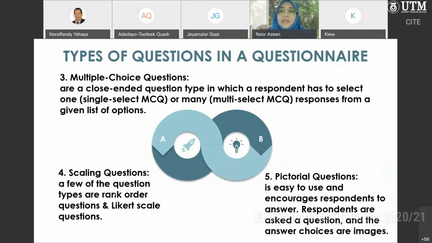Pictorial questions, right? This question type is easy to use and encourages respondents to answer. It is similar to the MCQ, like number three, but the answer choices are in images or icons. This helps respondents choose and answer quickly without overthinking. Number one, two, three, four, five. So you use the images. Without overthinking the answer, it gives you more accurate data on what their answer actually refers to.